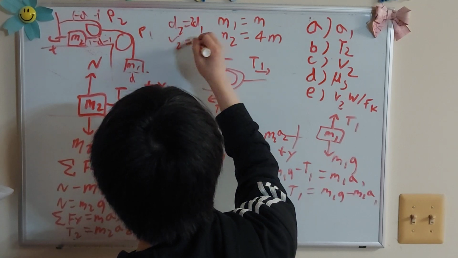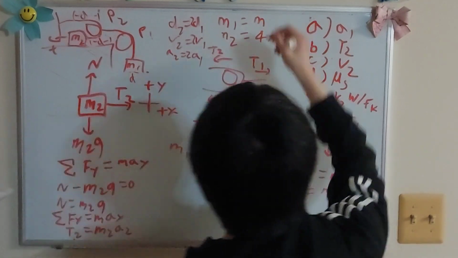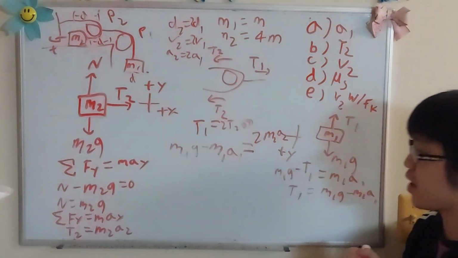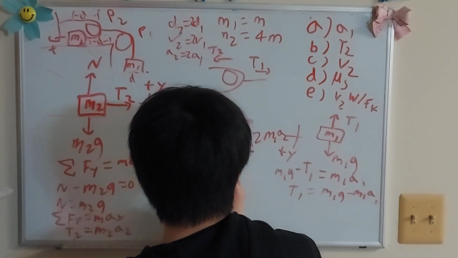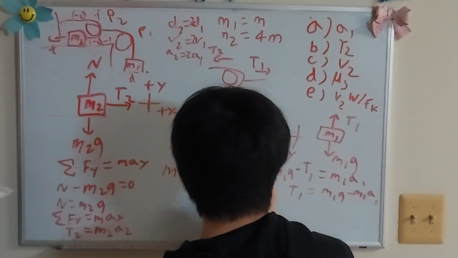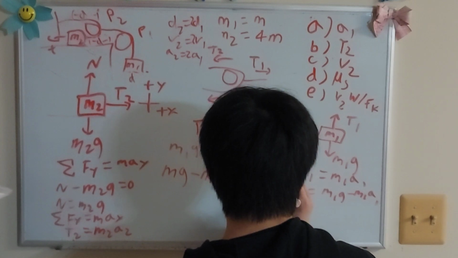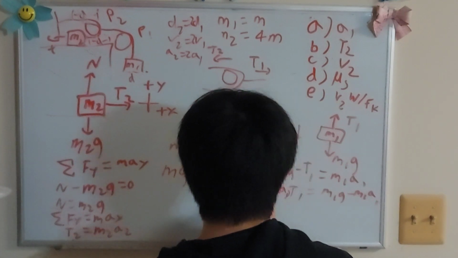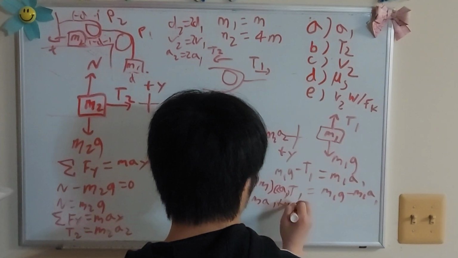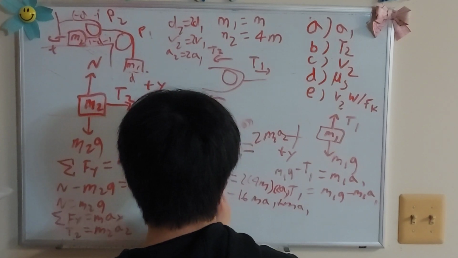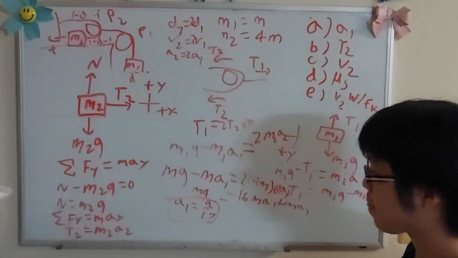We end up getting these relationships as a result. And since the problem gives us the values for each mass, we can plug all of those in. Finally, we're getting somewhere. And from here, it's smooth sailing, because all we have to do is solve for a1. And we get that a1 is equal to g over 17, and that's our final answer for part A.